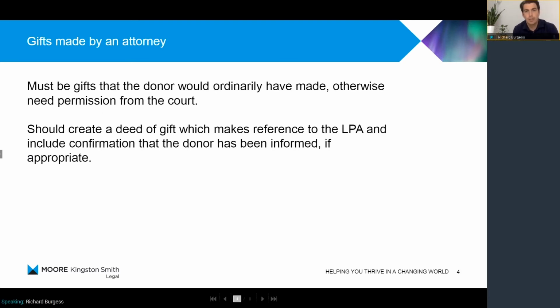Now, attorneys are able to make gifts on behalf of the donor of the lasting power of attorney. It's always worth taking advice before taking that step, because the scope of an attorney to make gifts is quite limited. It's gifts that the donor would ordinarily be expected to make. So typically this means birthday presents, Christmas presents, etc.